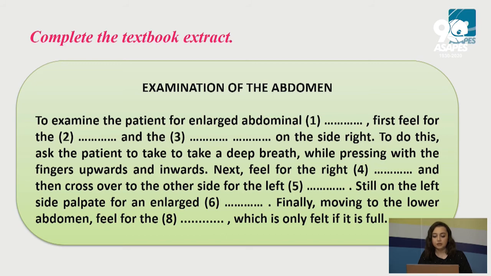To examine the patient for enlarged abdominal organs, first feel for the liver and the gallbladder on their right side. To do this, ask the patient to take a deep breath while pressing with the fingers upwards and inwards. Next, feel for the right kidney and then cross over to the other side for the left kidney. Still on the left side, palpate for an enlarged spleen. Finally, moving to the lower abdomen, feel for the bladder, which is only felt if it's full.